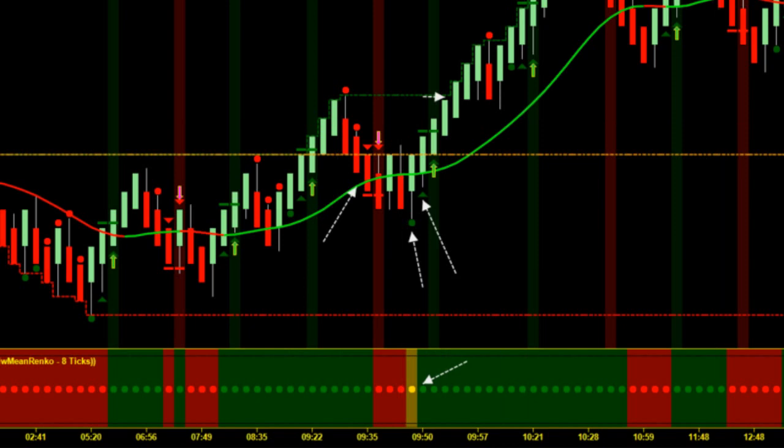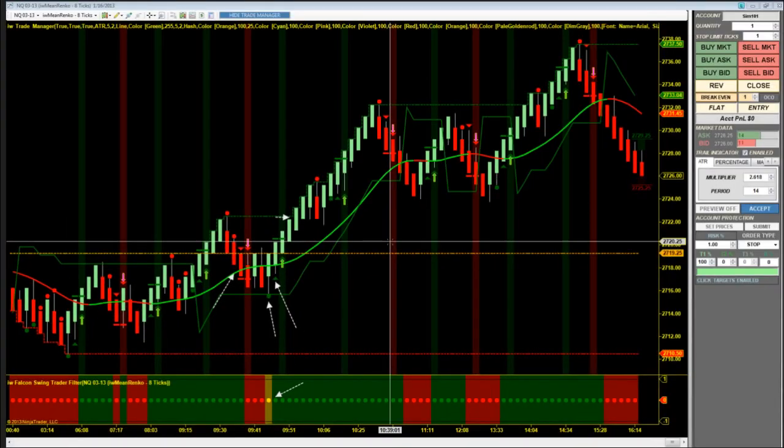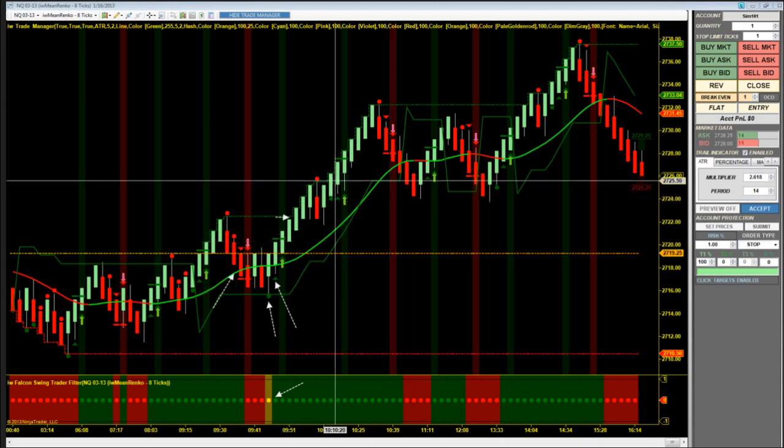I haven't loaded the trade manager on this one, so let me do that real quick so you could see where the trailing stop would be. So again, if you're looking for 3 to 4 good setups a day, this is the one you want to consider.